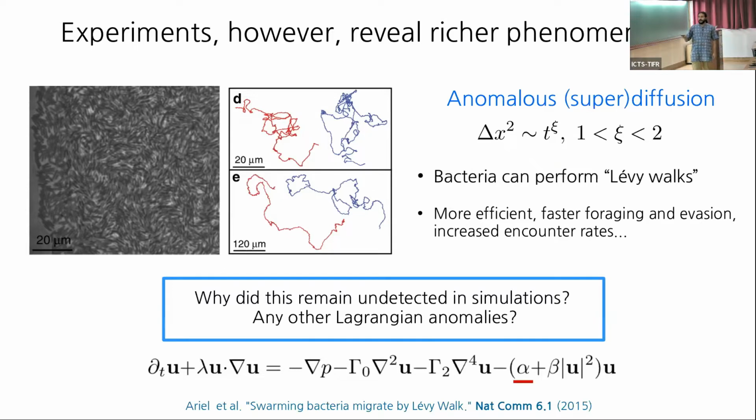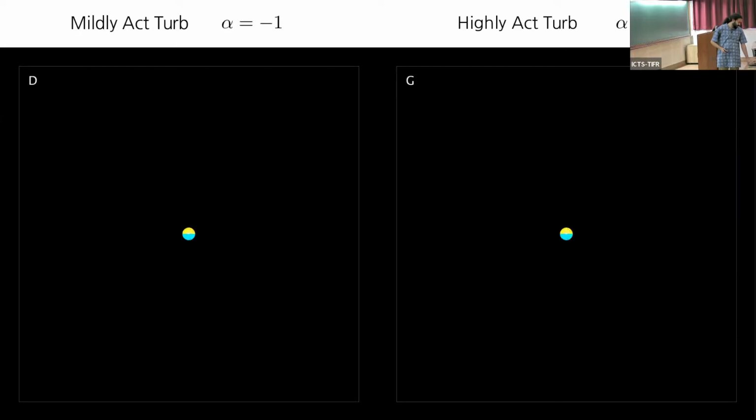So we wondered, why has this not been seen in simulations? And if there is this sort of anomalous Lagrangian behavior, that will also manifest in other Lagrangian measurements, which has not been shown. So we wanted to study this.